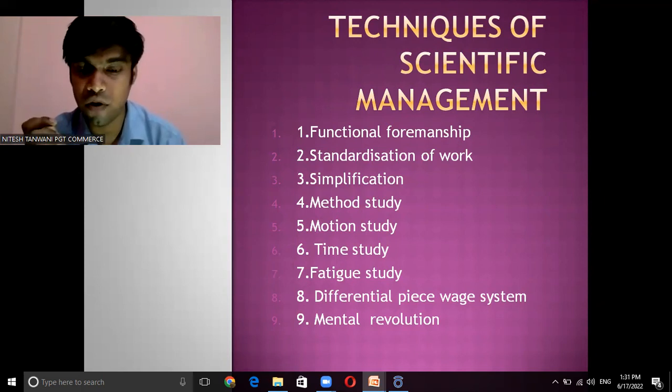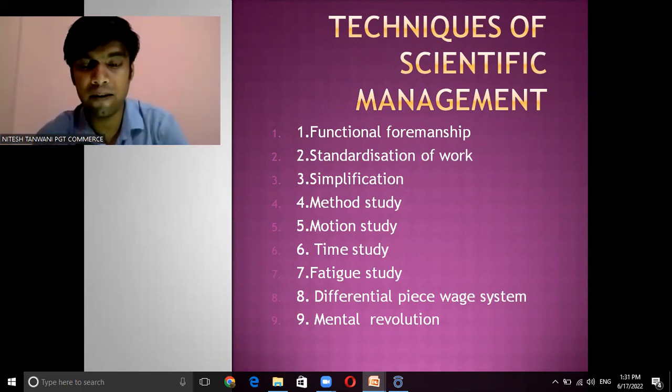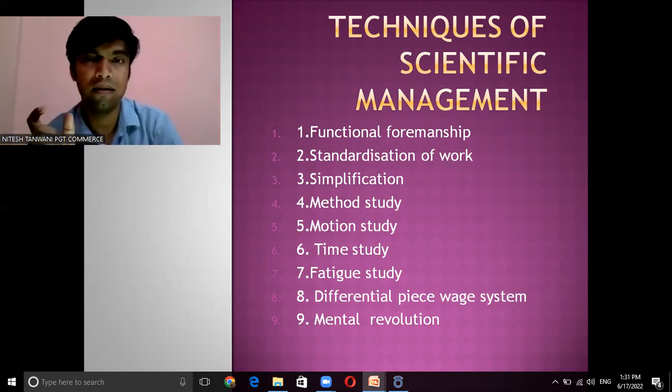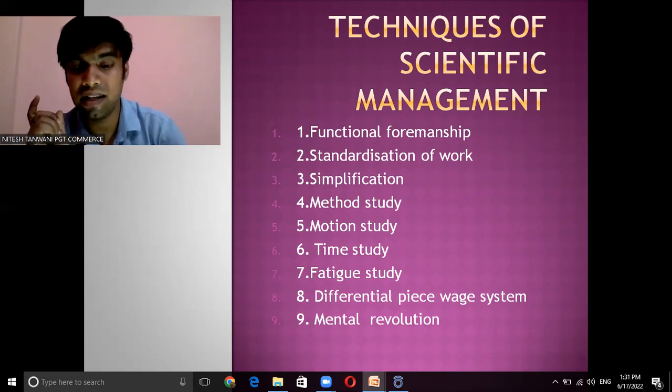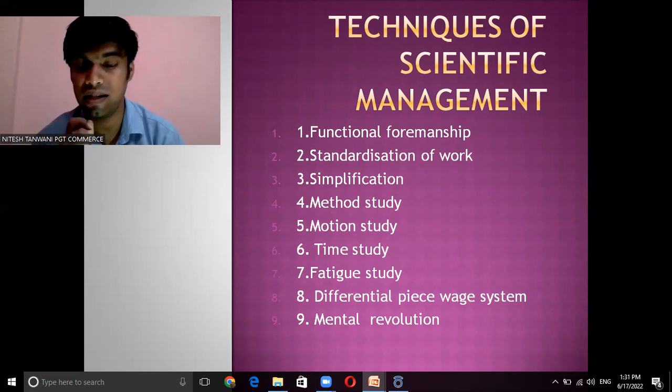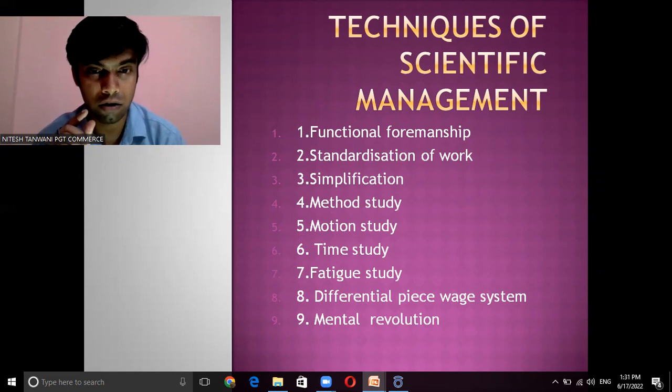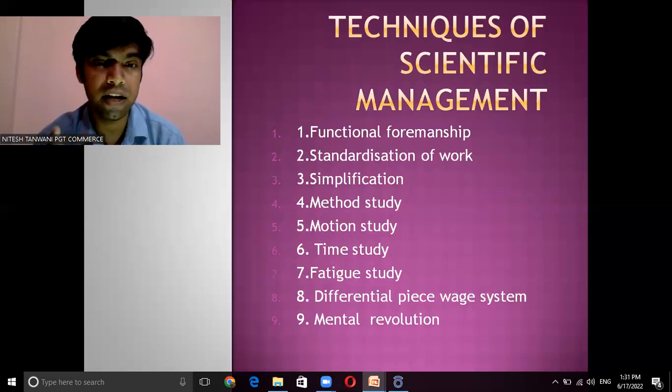The sixth point is time study. It refers to determining the standard time required to complete a task. Time study means to set a time for the task. So these are the techniques of scientific management, to not waste time and to set the time for each and every task. Fatigue study refers to determining the duration and frequency of rest intervals to complete the particular job. If a job is given, how much time is required, how much frequency is required, how much interval must be given, everything should be there.